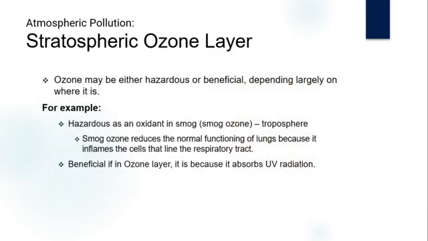Now, ozone may be either hazardous or beneficial depending largely on where it is. For example, it is hazardous as an oxidant in smog. Smog ozone is ozone that is typically found with the smog in the troposphere. Smog ozone reduces normal functioning of lungs because it inflames the cells that line the respiratory tract. It is beneficial if it's in the ozone layer because it absorbs the UV radiation.